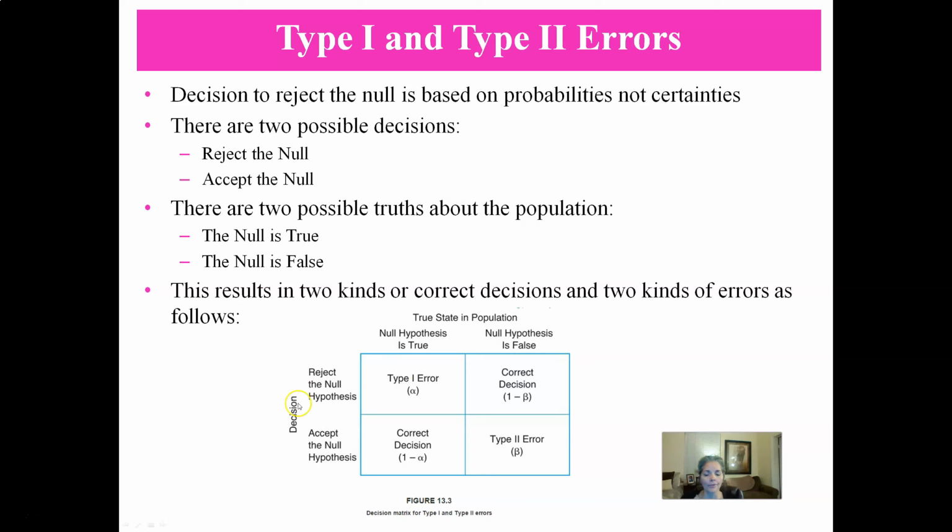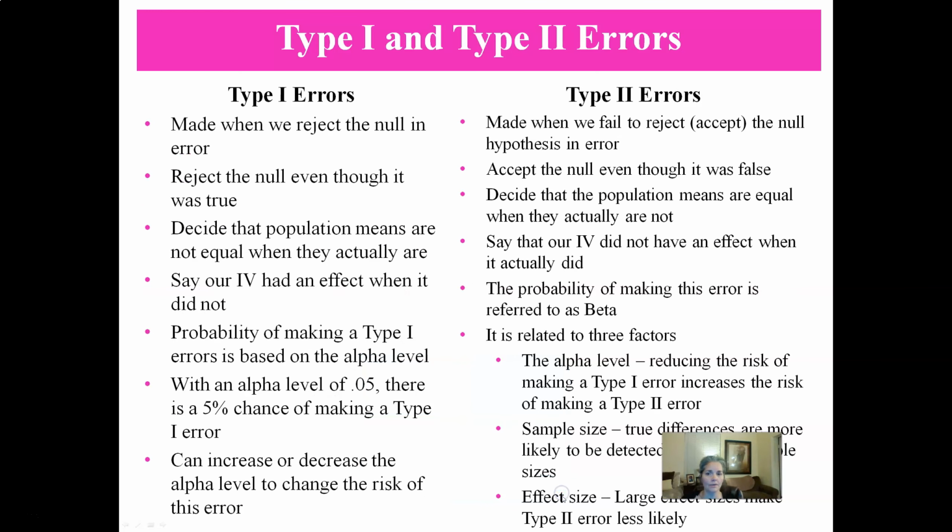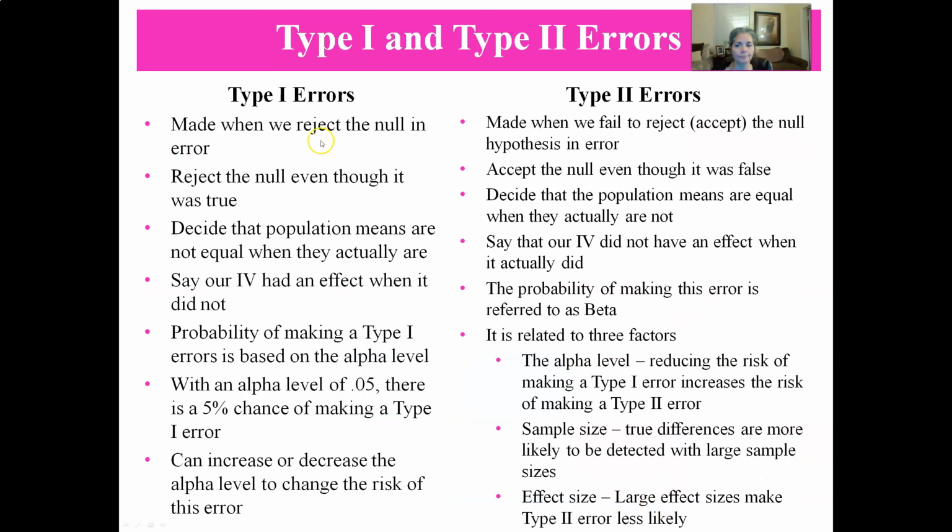Now, the opposite is true if I accept the null, or I fail to reject the null, which is how you may have been exposed to it in stats. And that null is in fact true, right? I accepted it and it was true. That is just 1 minus the alpha level. So that is a correct decision. But if I fail to reject it, I accept it, but it really is false, that's a type 2 error. You have to know the difference between type 1 and type 2 error. Type 1, I reject the null in error, I make a mistake. Type 2, I fail to reject or I accept the null in error, and I shouldn't, okay?